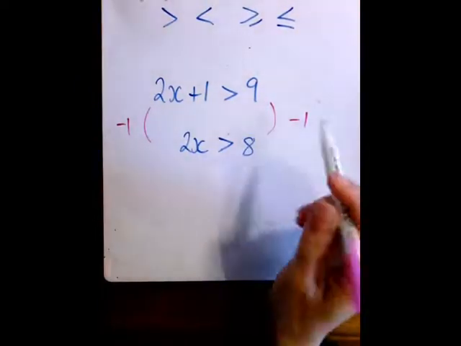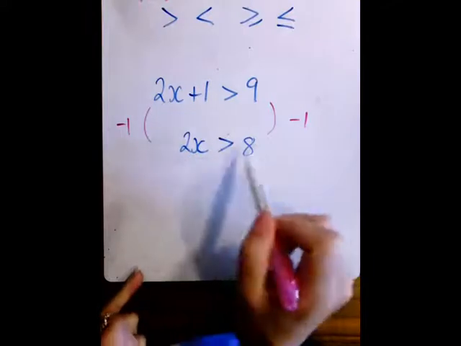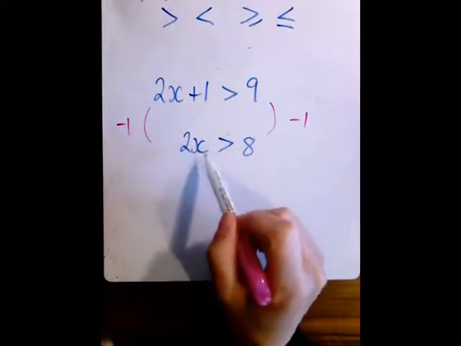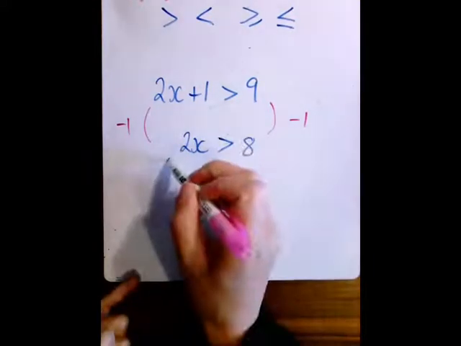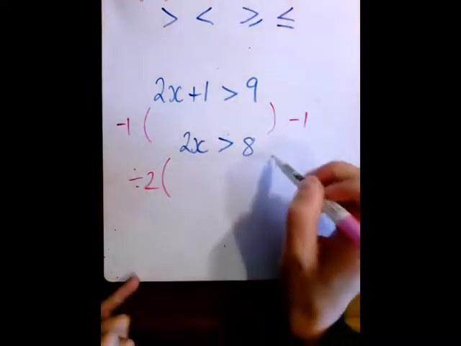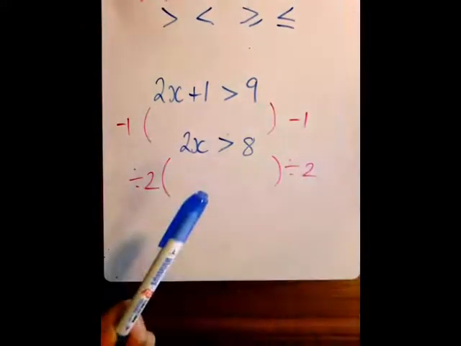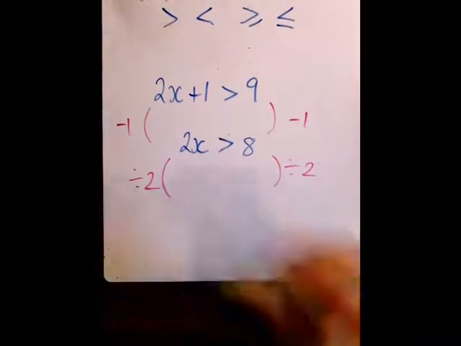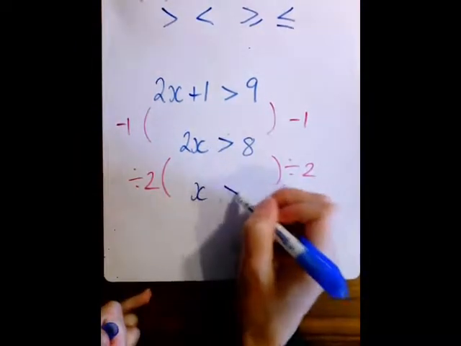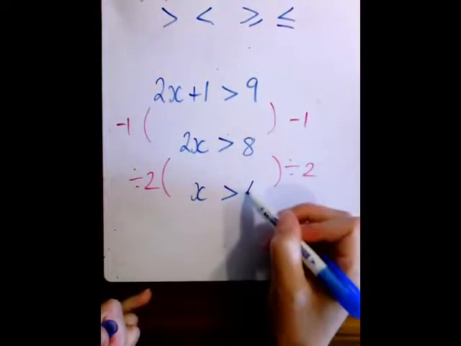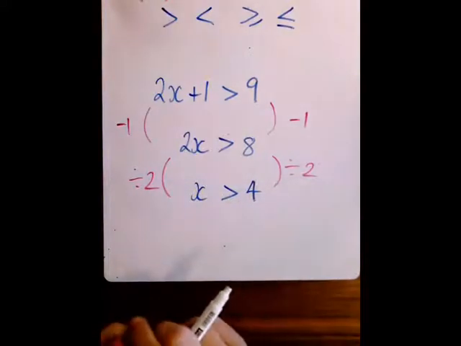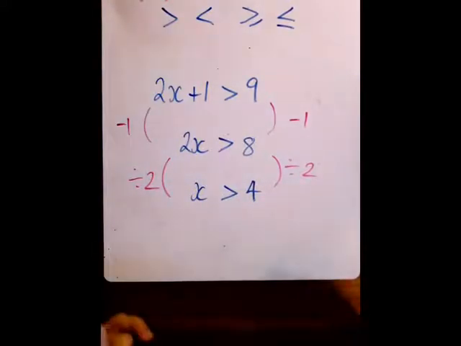And now it becomes like the one-step equations we were just doing. So this one, we've got 2x is greater than 8. So if I divide by 2 on both sides, 2x divided by 2 is x, and 8 divided by 2 is 4. And again, if you wanted to check your answer, you could test it.